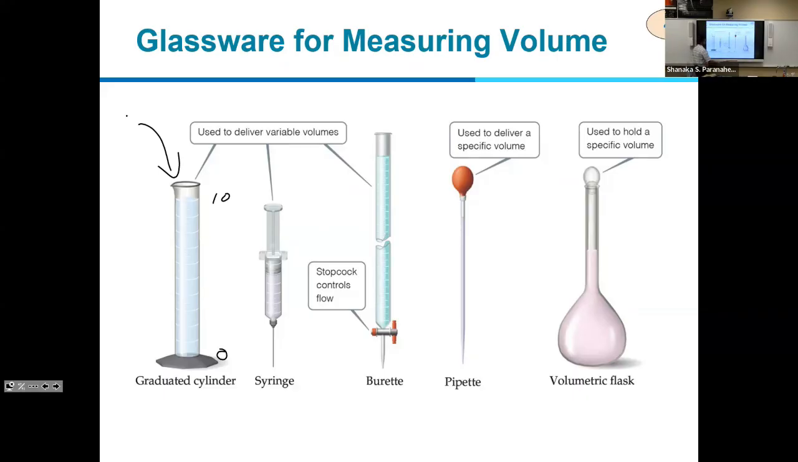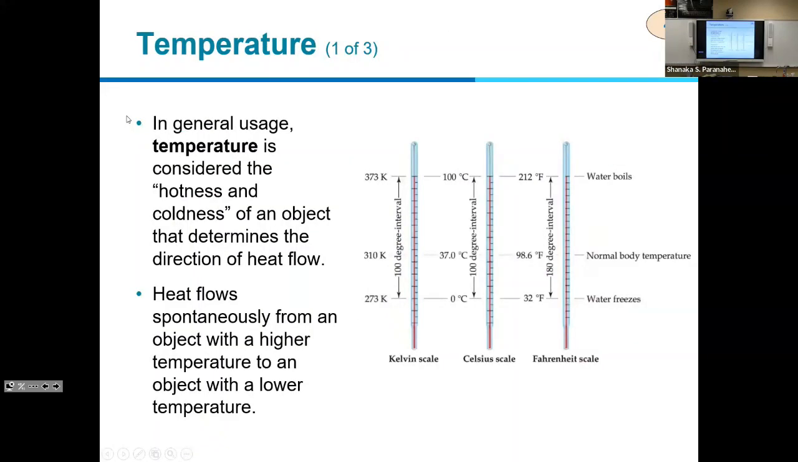And there are a few other things in the lab. We are not going to use the burette. A burette is also glassware that we can use to measure a certain volume. There are also calibrated pipettes or volumetric glassware to measure certain volumes. Okay, so that's about volume.